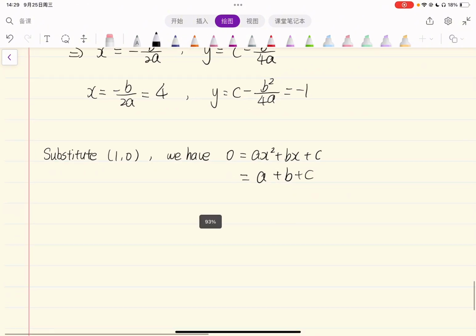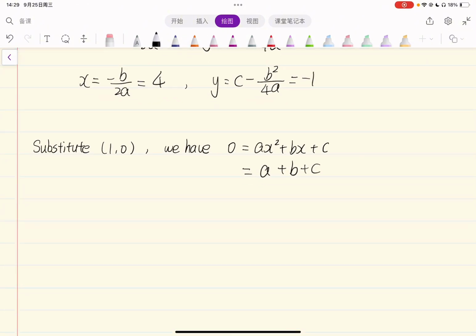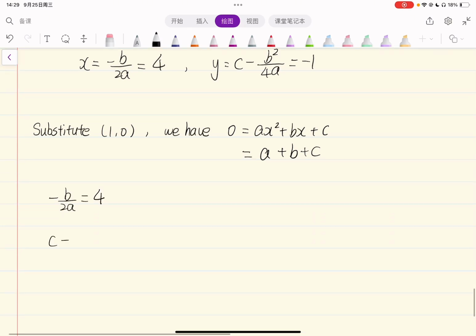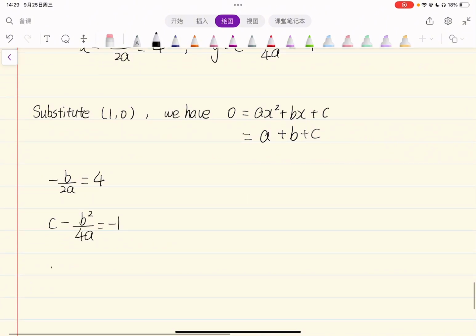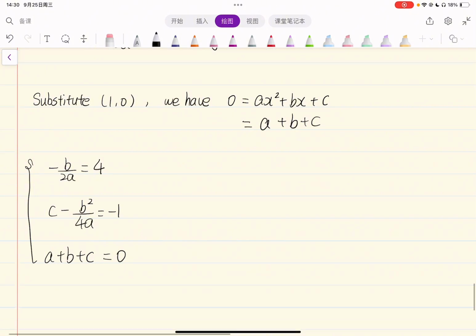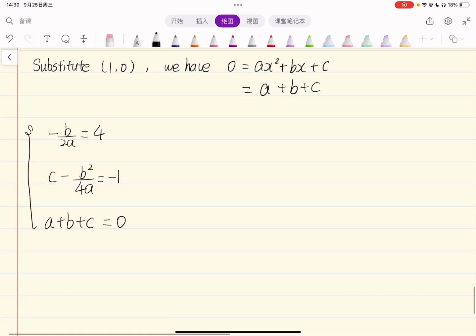Let's list all the equations we got. First one, minus b over 2a equals 4. Second, c minus b squared over 4a equals minus 1. And third, a plus b plus c equals 0. That is all the equations we got so far. Now let's solve these equations. How do we do that?